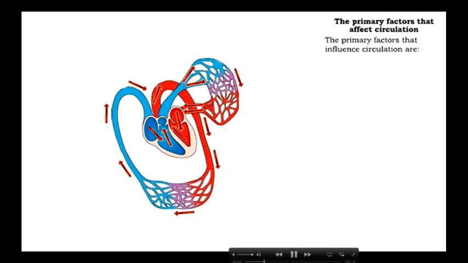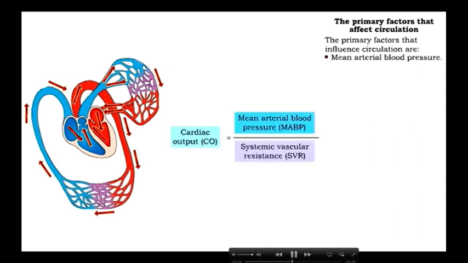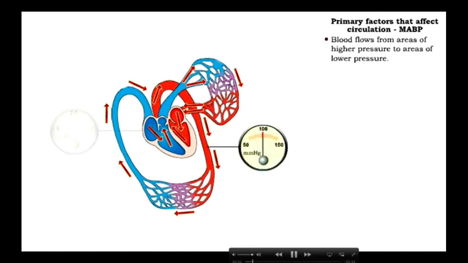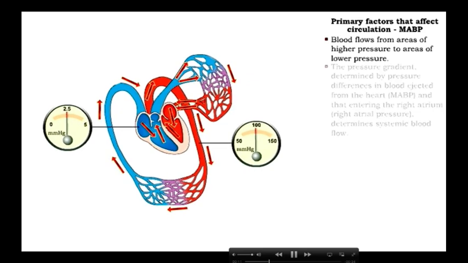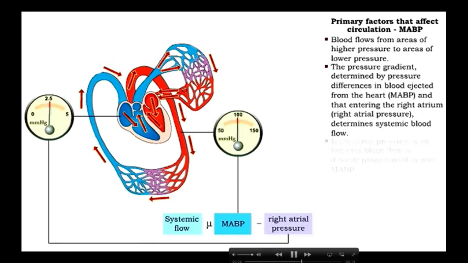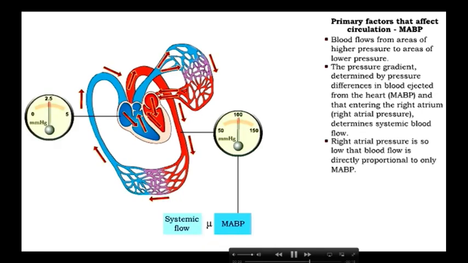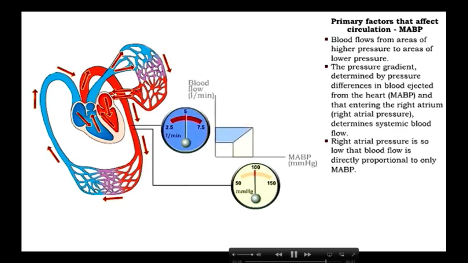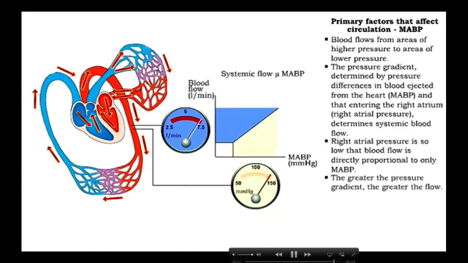The primary factors that influence circulation are mean arterial blood pressure, systemic vascular resistance, and cardiac output. Liquids, such as blood, move from areas of higher pressure to areas of lower pressure. In the heart, where systemic blood flow begins, the pressure gradient is the mean arterial blood pressure: the pressure measured as the blood leaves the left ventricle minus the blood pressure as it enters the right atrium. The right atrial pressure is so low that its effect on systemic flow is discounted. Therefore, systemic flow is said to be directly proportional to mean arterial blood pressure. The greater the pressure gradient, the greater the flow.